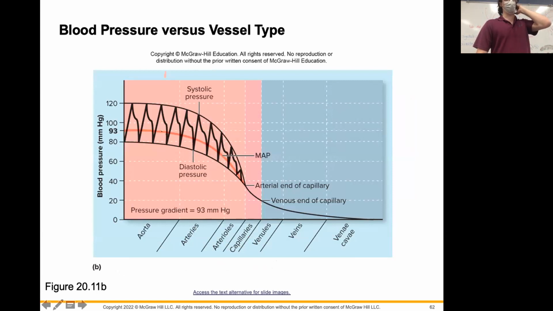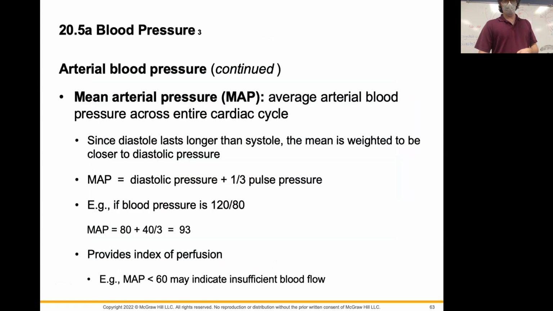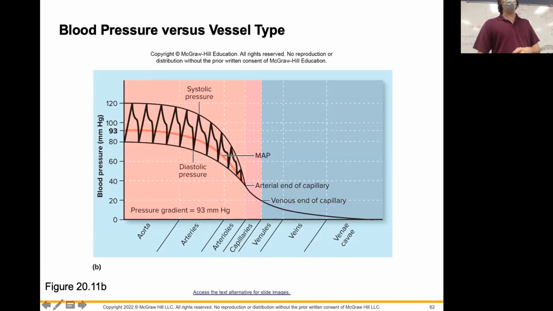So here's a map of blood pressure over your different blood vessels. Once again, we can use MAP for bulk flow rates, but also to tell us if we have sufficient blood flow. If a MAP, mean arterial pressure, is less than 60, that means we don't have good blood flow to a tissue or to a place, which can lead to problems. So here is an average of where you expect these pressures to be.